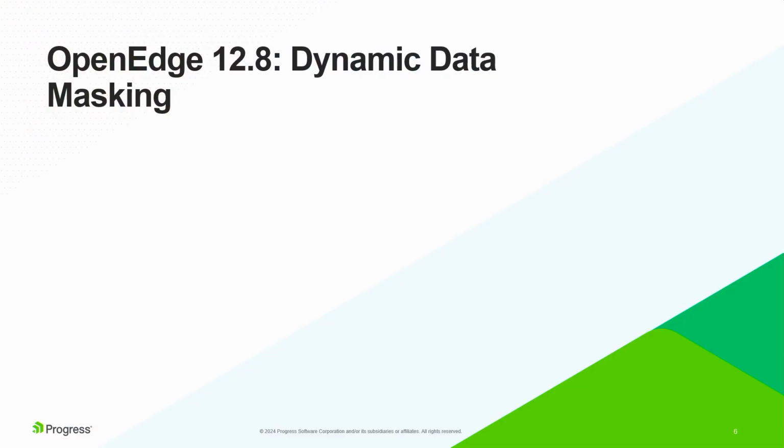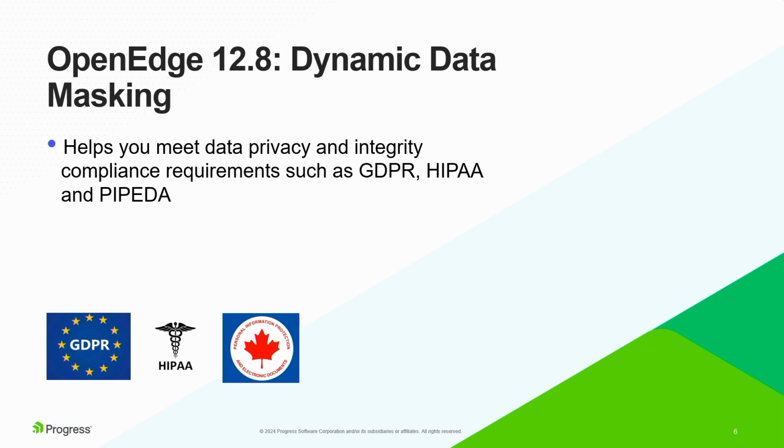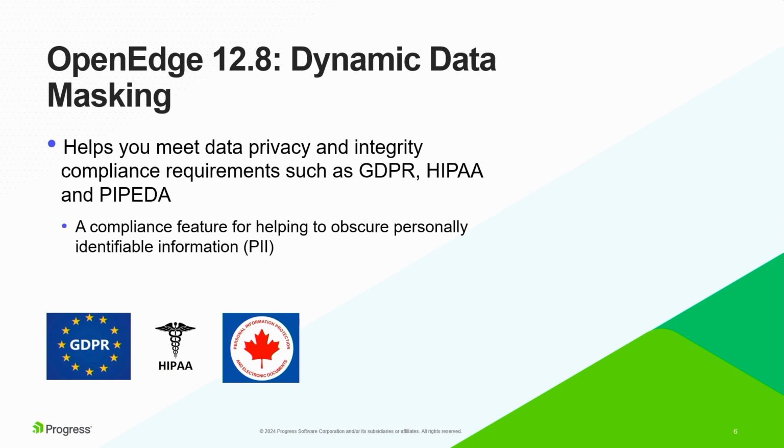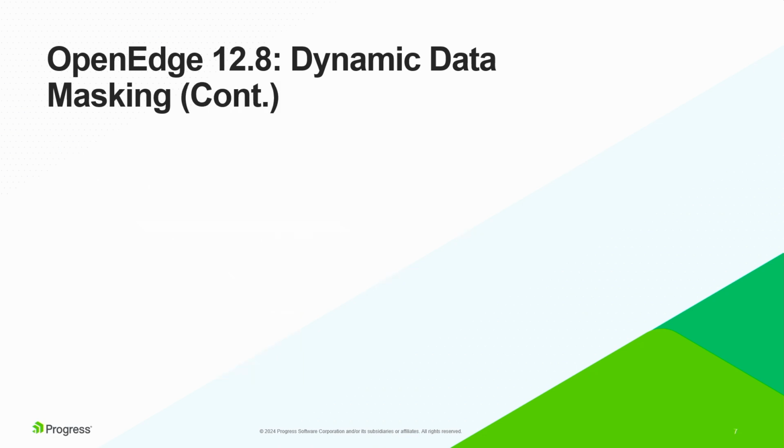Okay. So this is basically used to obscure personally identifiable information. It's a compliance feature, and it's part of the Advanced Security package. So when you are trying to use dynamic data masking, you should have the Progress Advanced Security package.